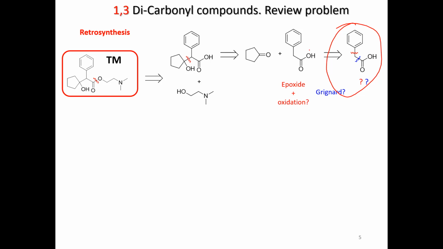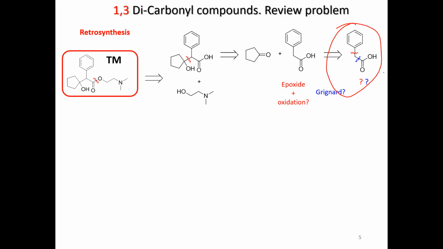How can I make a carboxylic acid with the Grignard? I think we saw it in the workshop. How can I make from a Grignard a carboxylic acid? Form your Grignard, you bubble CO2. You get your carboxylate, and then you need to protonate it because the Grignard is strong basic conditions. Always remember to protonate it again.